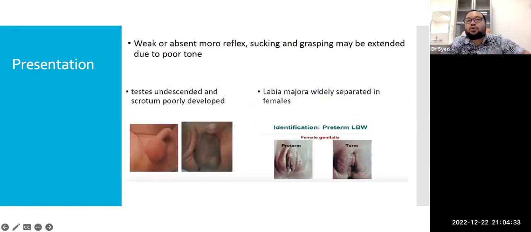Lepas tu weak or absent Moro's reflex, sucking reflex, grasping pun tak ada. Why? Because prematurity. So the more mature baby tu baru akan ada. So usually sucking reflex, as mentioned before, appears 35 weeks and above. Kan, testis may be undescended, scrotum dia pun not properly developed. So susah dia punya testis dia nak turun masuk and so on so forth.